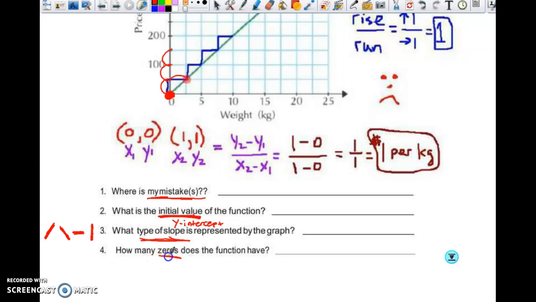And how many zeros does the function have? Again, what is 0? Another word for x-intercept. So how many does it have? How many zeros? So how many x-intercepts? I only see it crossing my x-axis once.